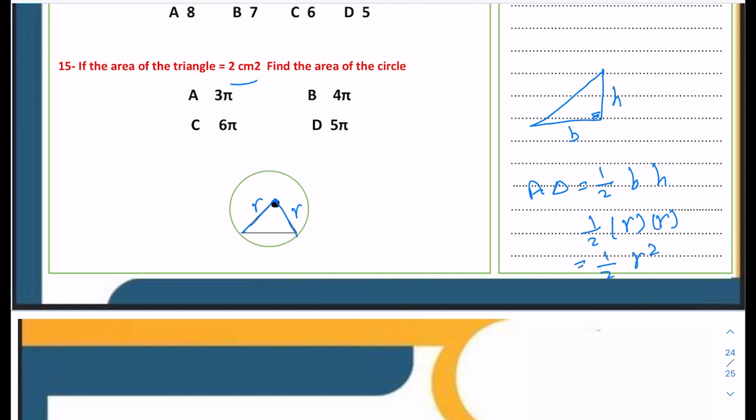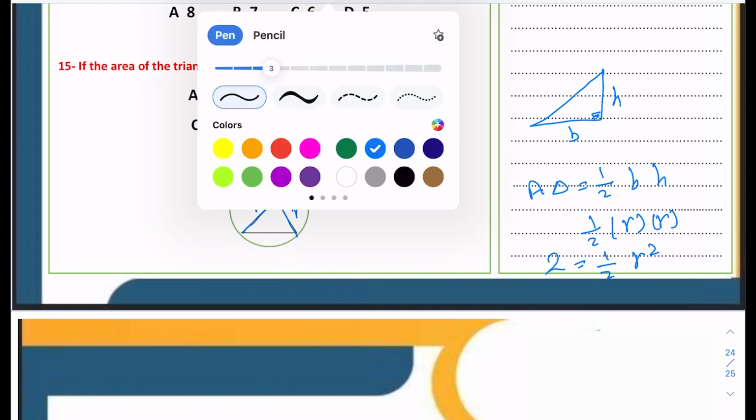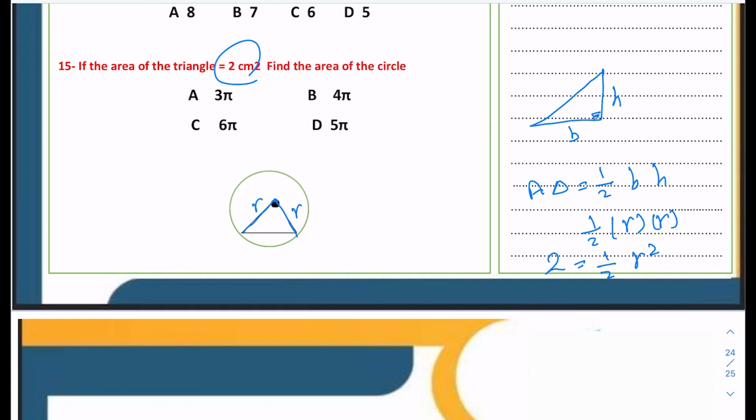He said the area is what? 2. Okay? Now how can we simplify this equation? Think. I need r squared. Why do you need r squared? Now I need to solve the equation. If I have half, I will take the half to the other side by reciprocal, 2 over 1. So radius squared equals 2 times 2, which is 4. I can take the square root, so the radius will be 2.